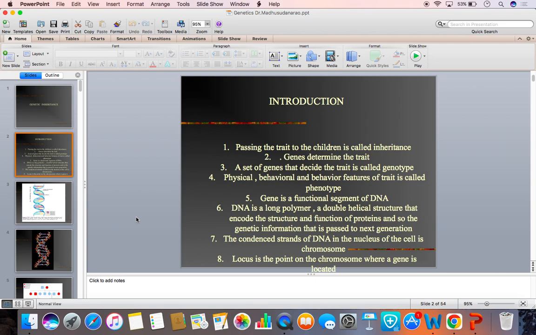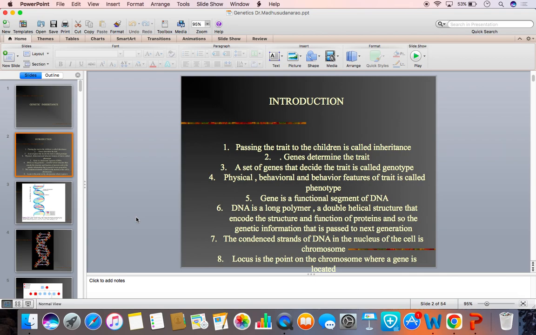Genes determine the trait, that means the quality of the individual. A set of genes that decide the trait is called genotype. Genotype is determined by a set of genes which determine the trait, and that in turn is transmitted to the offspring. Well, the trait could be physical, behavioral, or any feature of the individual.